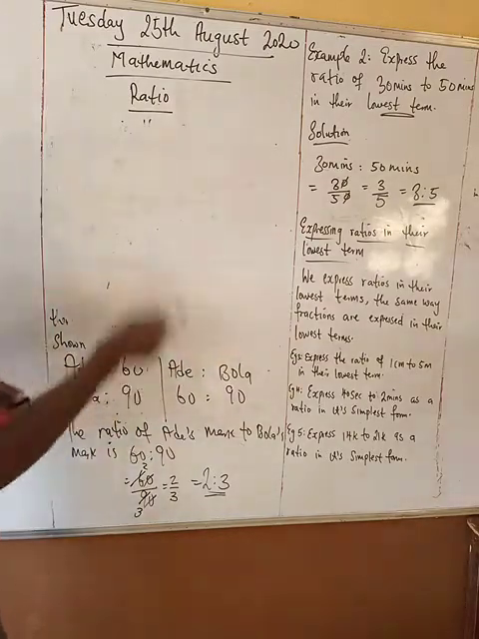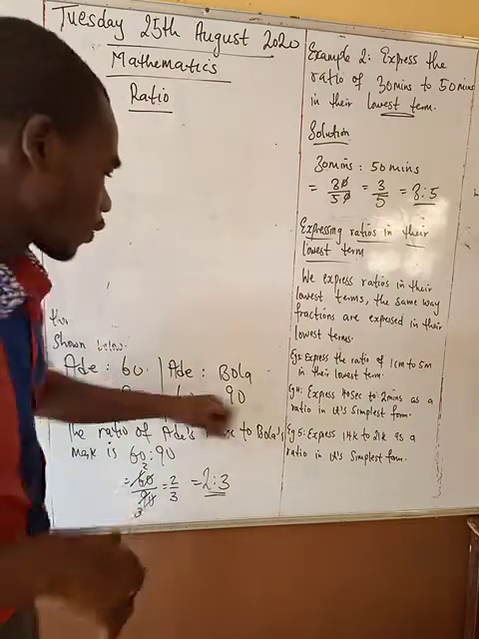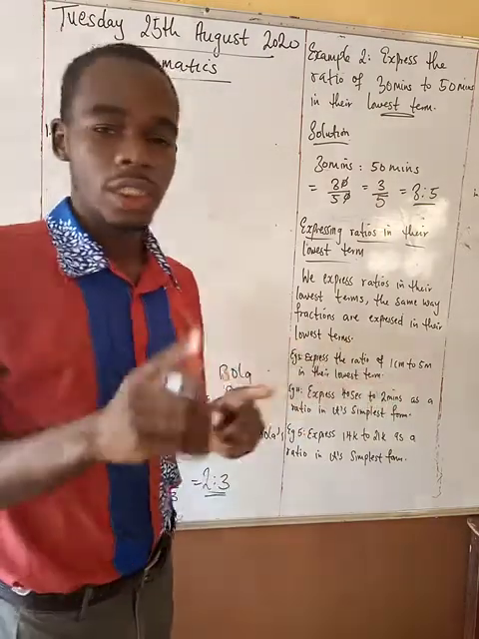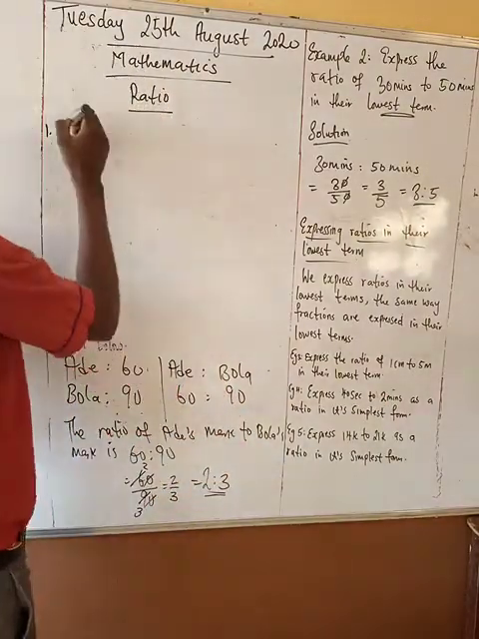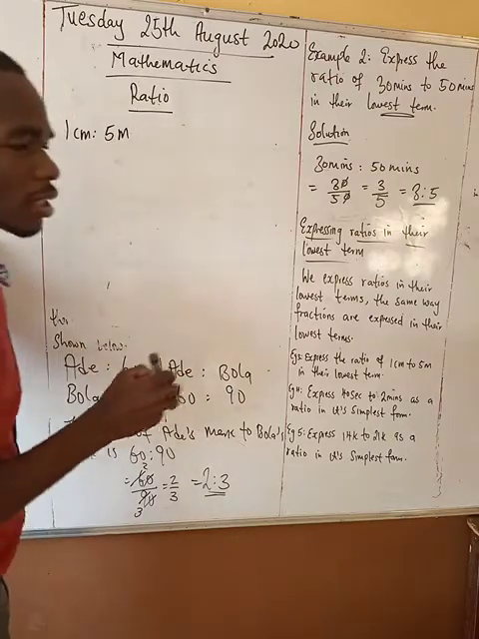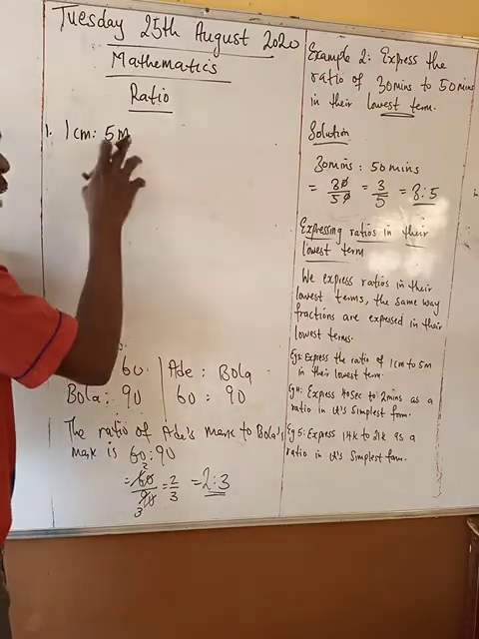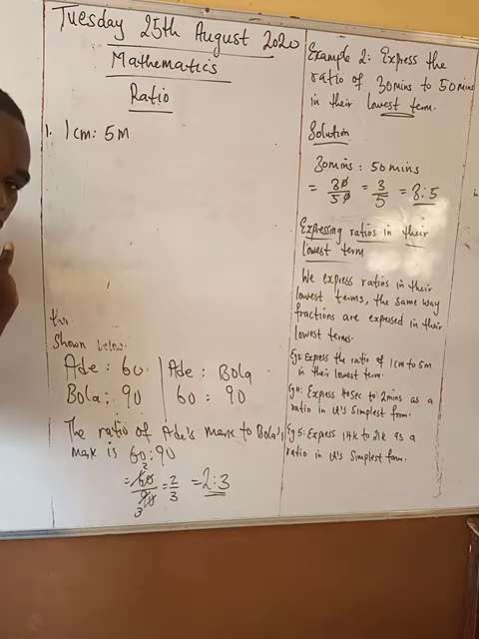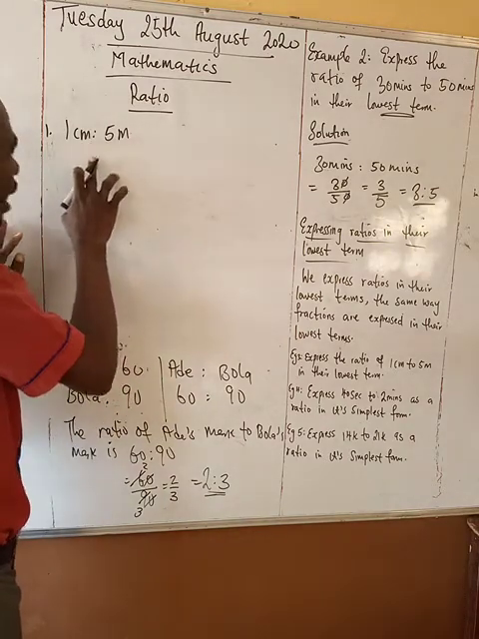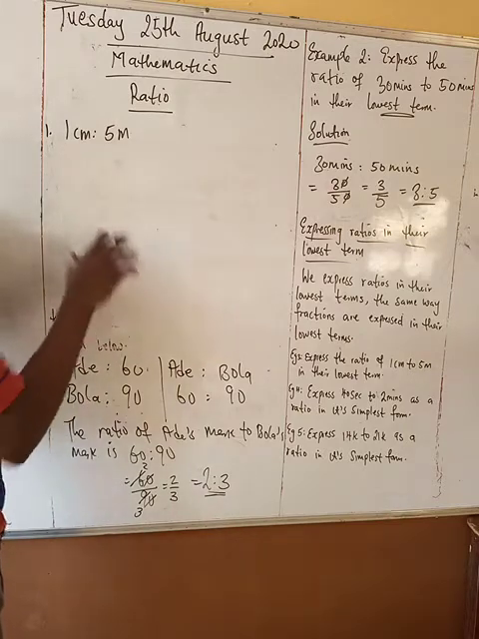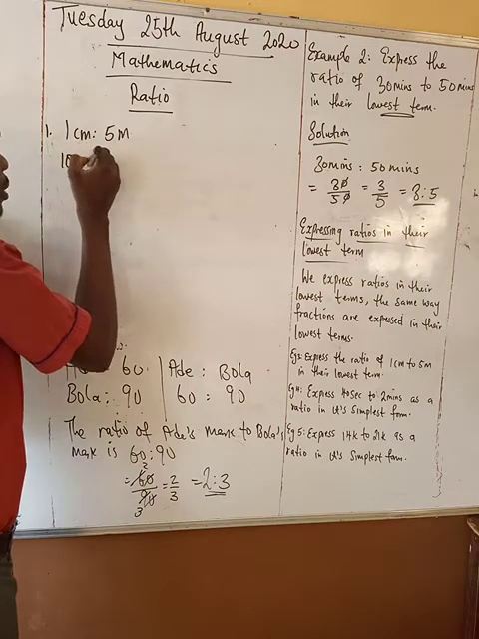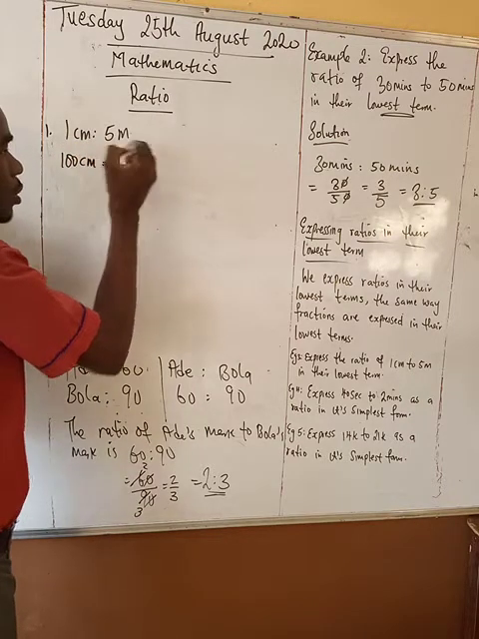Alright? Now, let's look at the first question there. The first question says, express the ratio of 1 centimeter to 5 meters in their lowest term. Now, the two things you're looking at here is that 1 centimeter is to 5 meters. You know that centimeters and meters are in the same family, alright? But they are different. So the first question we're going to ask ourselves is how many centimeters make 1 meter? We all know that 100 centimeters will give us 1 meter.